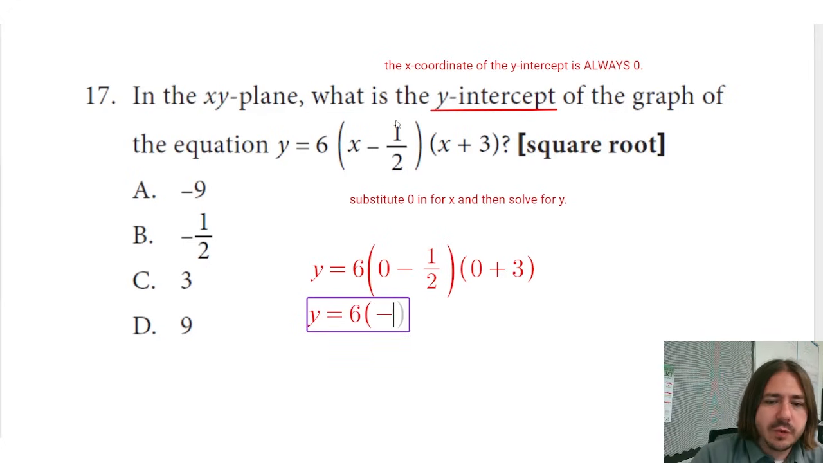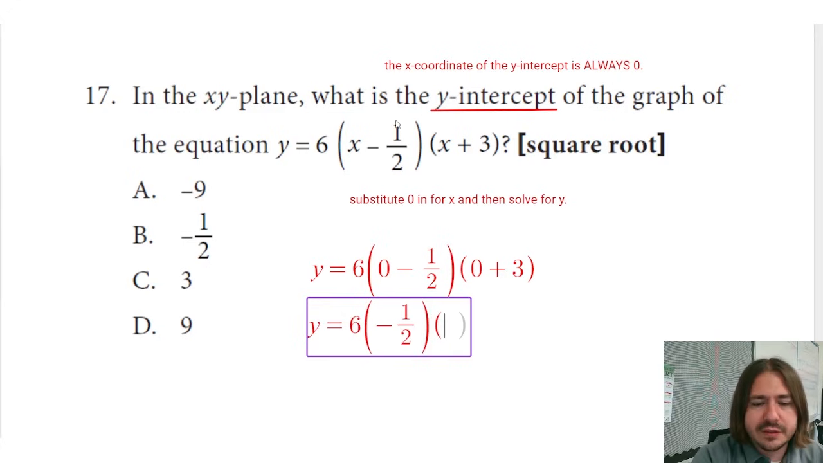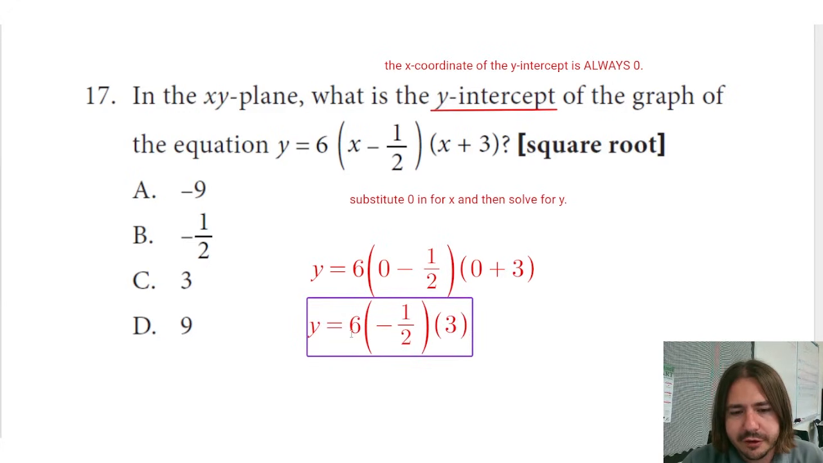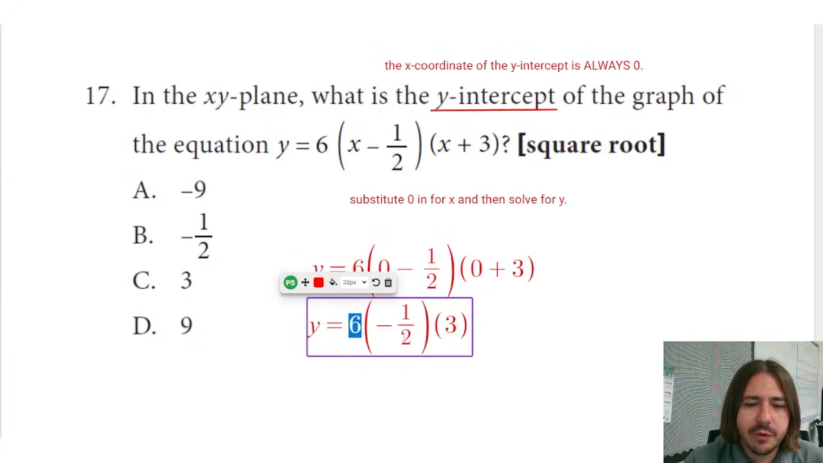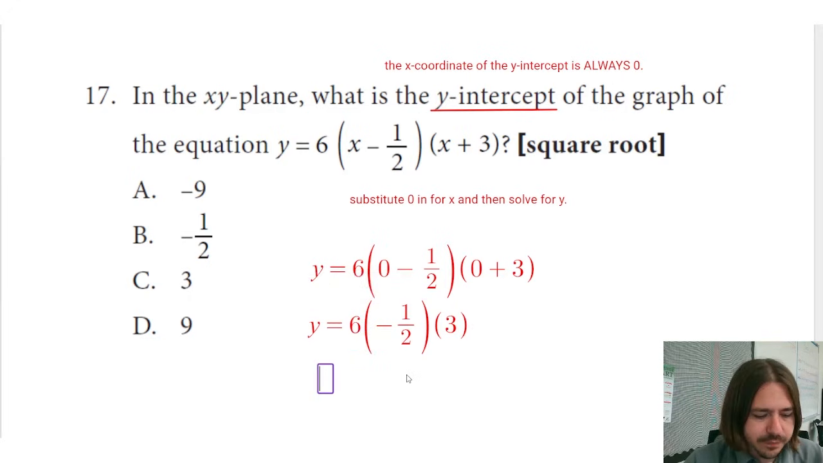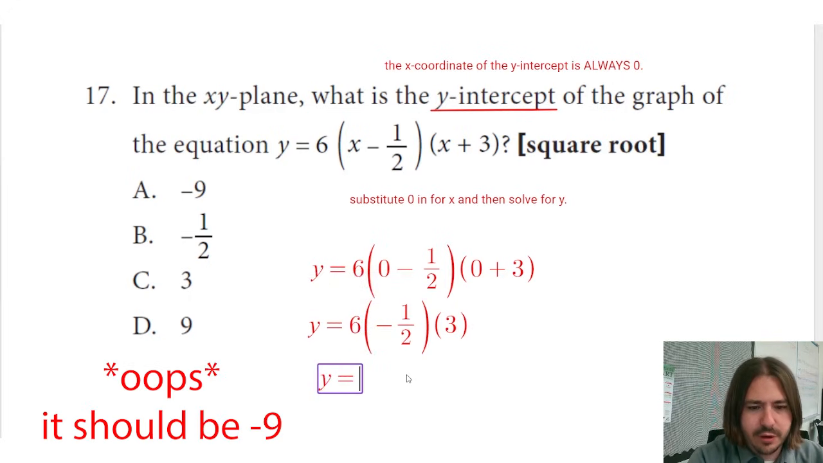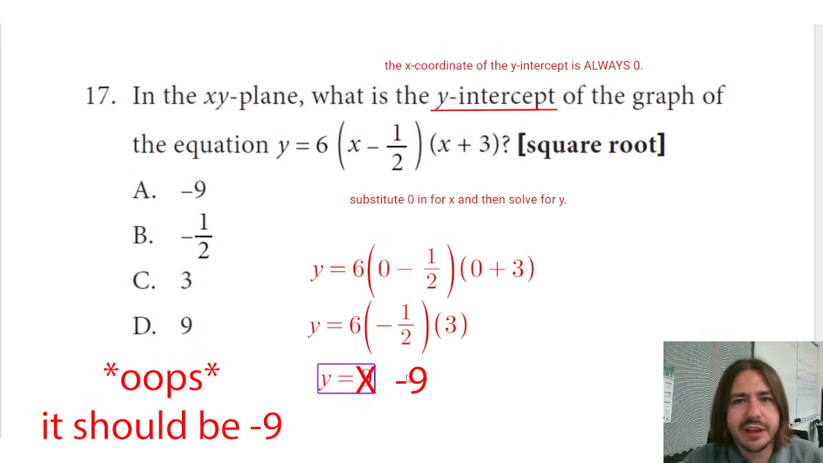But 0 minus 1/2 is just going to be negative 1/2. 0 plus 3 is going to be 3. Now we just multiply these together. So 6 times negative 1/2. Well, half of 6 is 3. It's negative. That would be negative 3 times 3 will be 9. And there we go. There is our y-intercept. It's going to be at 0, 9.